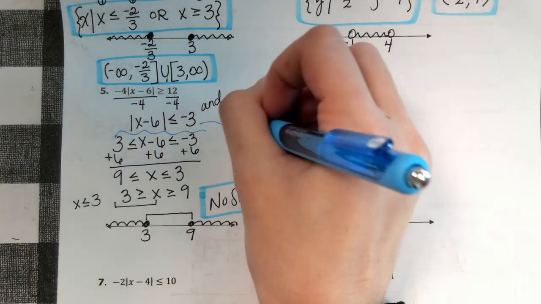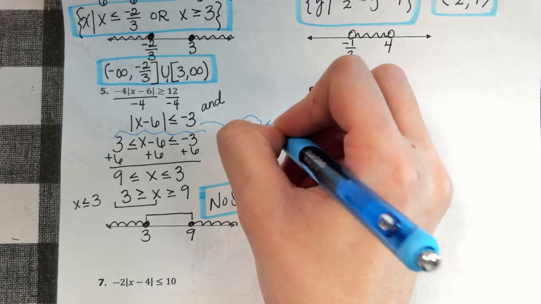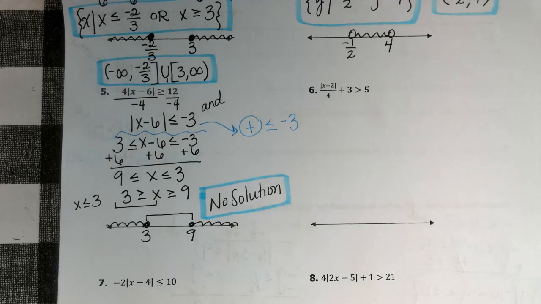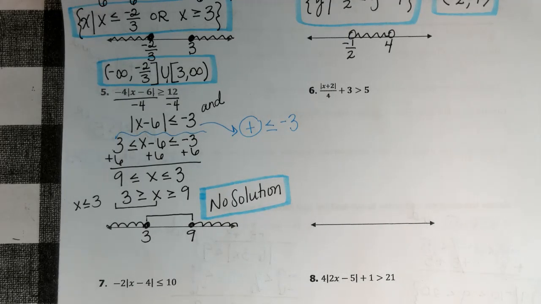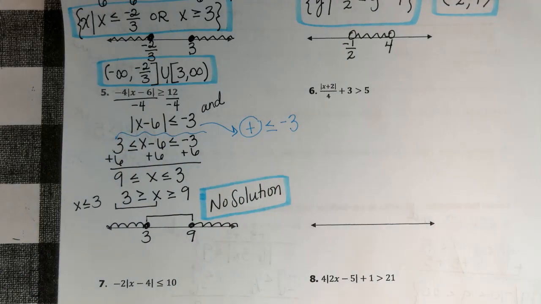If it's always positive, this statement is telling me something positive is less than or equal to -3. Oh, wait. It can't be negative. So can a positive ever be less than a negative? No. A positive will never ever be less than a negative.